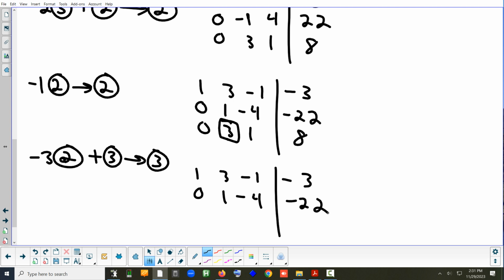Okay, so now multiply by -3 and add. What's 0 times -3? 0, plus 0, 0. 1 times -3 is -3, plus 3, 0. Perfect. 4 times -3 is -12, plus 1, -13... 15. And -22 times -3 is 66, 66 plus 8, 74.